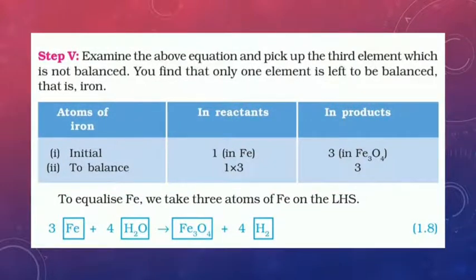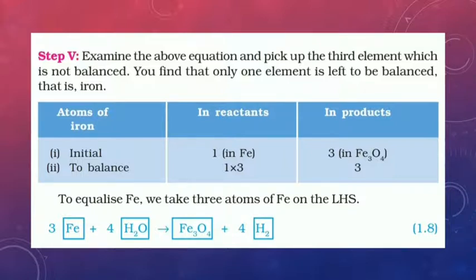Step 5. Examine the above equation and pick up the third element which is not balanced. You will find that only one element is left to be balanced, that is iron. Now we can see that there are 3 atoms of iron, that is Fe3O4, on the product side and just 1 atom on the reactant side. So we will multiply 3 on the reactant side so that we can get an equal number of iron atoms on both the sides. To equalize Fe, we take 3 atoms of Fe on the left hand side. So now the final equation becomes 3Fe plus 4H2O gives us Fe3O4 plus 4H2.